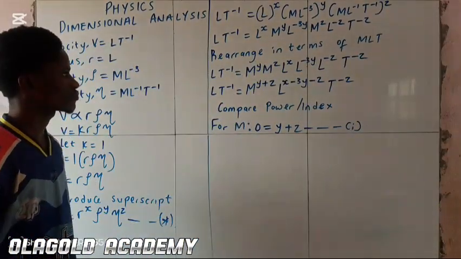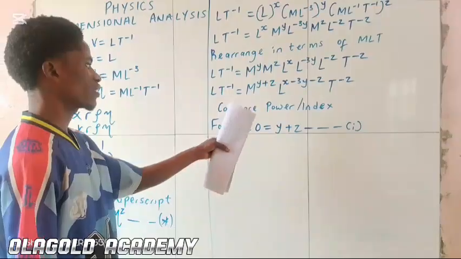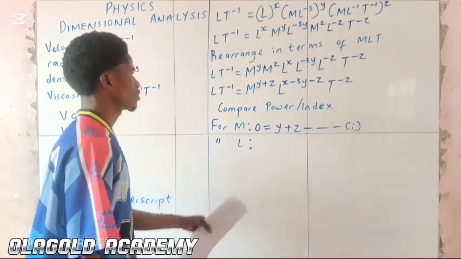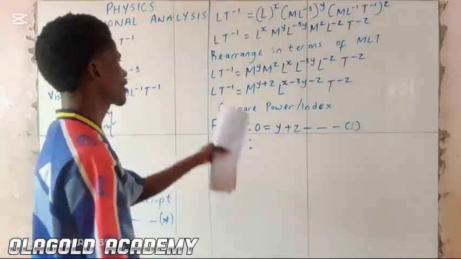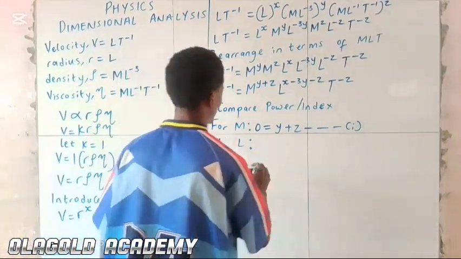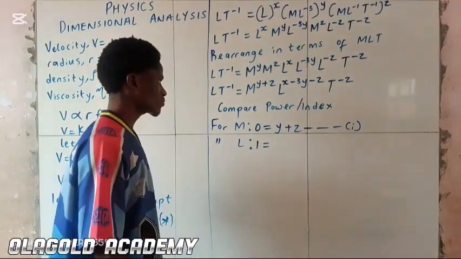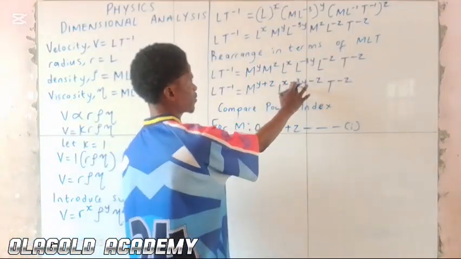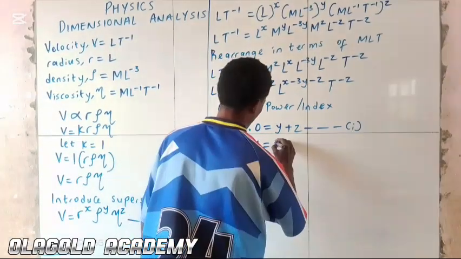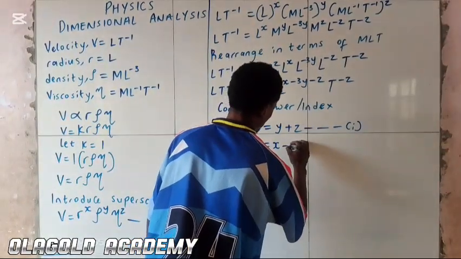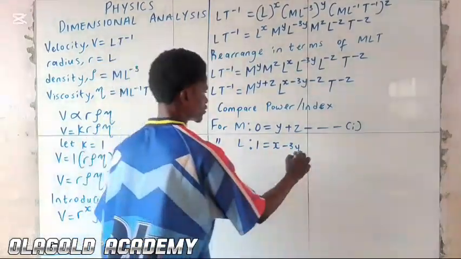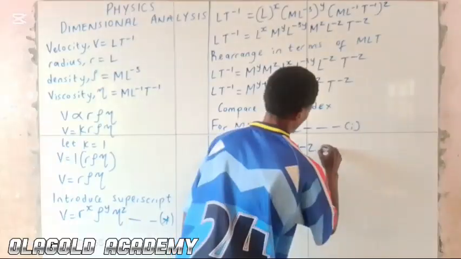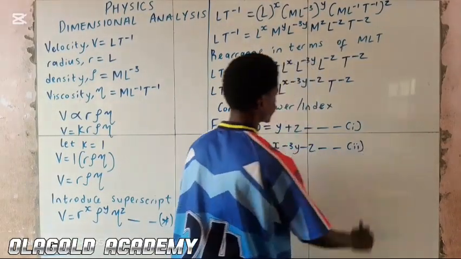So we have our equation 1. Next, we are having L. So for L, the power of L at this side is 1. So we have 1 to be equal to the power of L at this side, which is x minus 3y minus z. Yes, so we have x minus 3y minus z here. This becomes our equation 2.